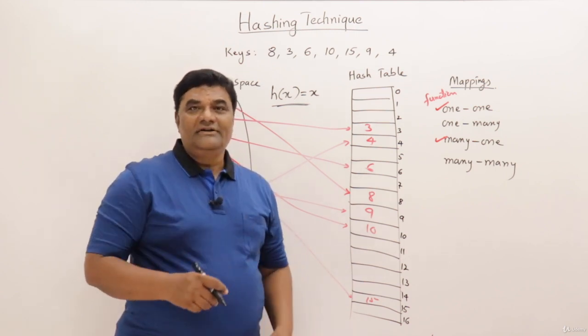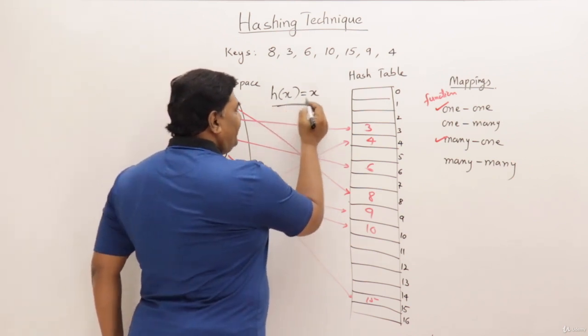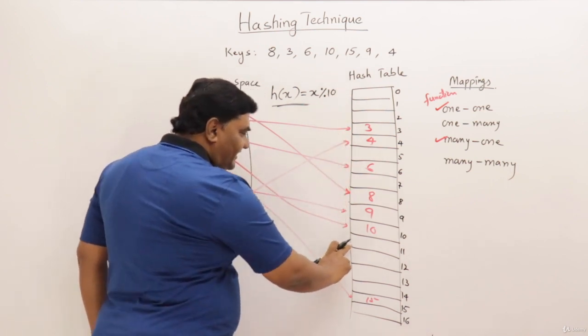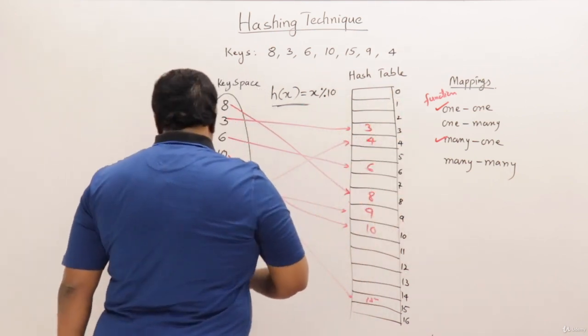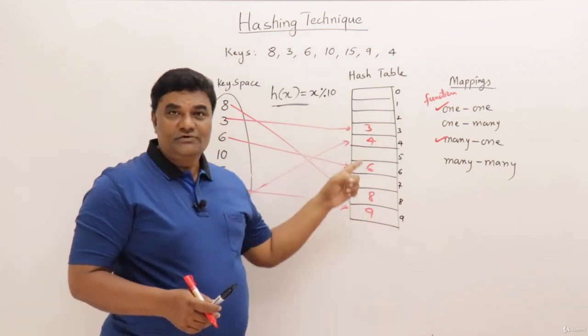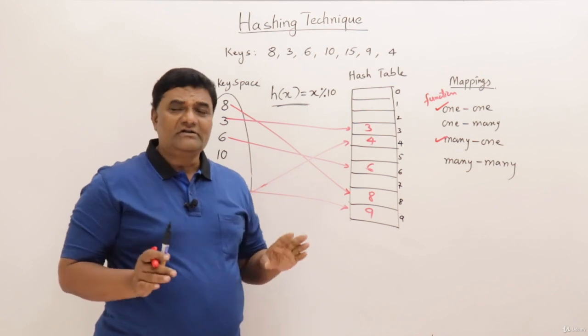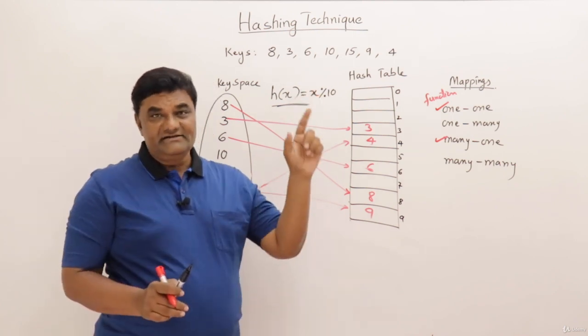Now let us modify the hash function. So I am modifying the hash function. H of x equal to x mod 10. So I will remove this space. I will take only 0 to 9 indices. Now the hash table size is 0 to 9. I am ready to provide only the size of 10 because I have 7 keys. So I think 10 is sufficient. So I have taken space 10.